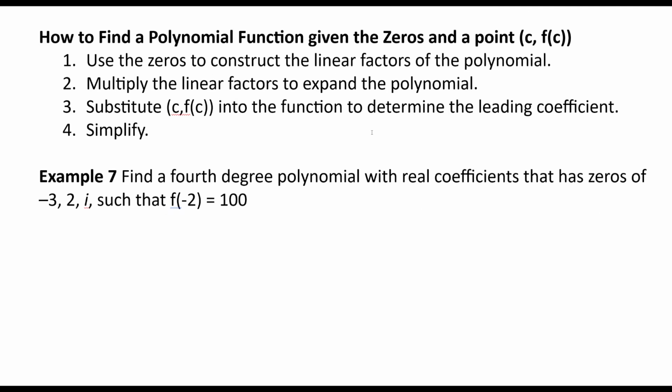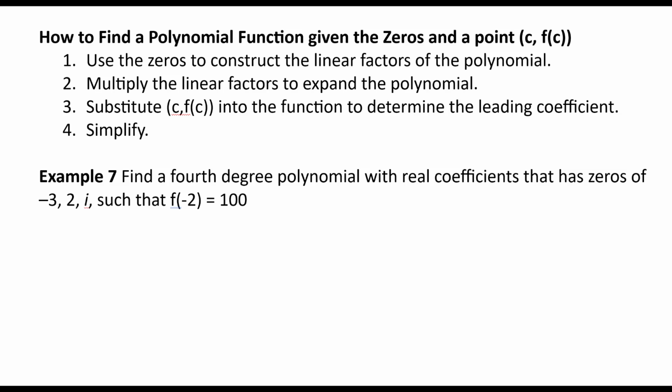So how do we find a polynomial function? If a polynomial function is given the zeros and a point c, f of c, use the zeros to construct the linear factors of the polynomial, multiply the linear factors to expand the polynomial, and substitute c, f of c into the function to determine the leading coefficient, and then you can simplify.